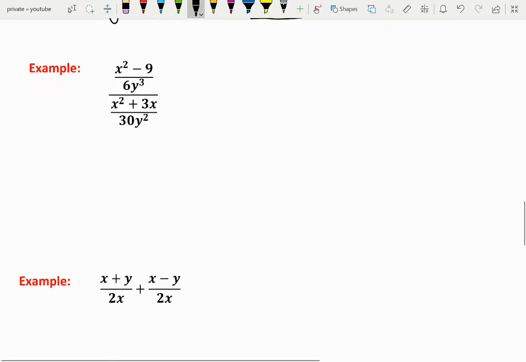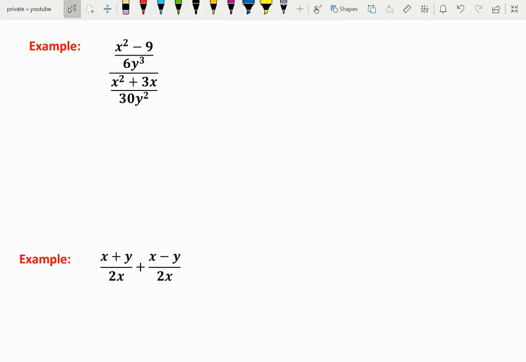Okay. Let's see another example. This is division of two algebraic fractions. I can write it like x squared minus 9 over 6y cubed, and then I can write it as multiplication. When I'm writing multiplication, 30y squared will go to the numerator, and x squared plus 3x will go to the denominator.